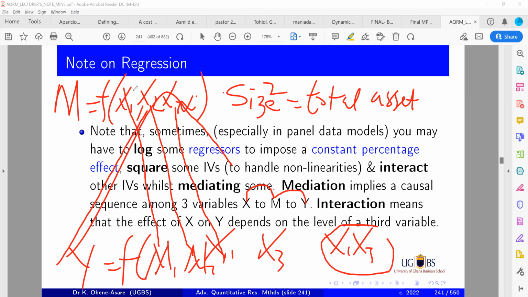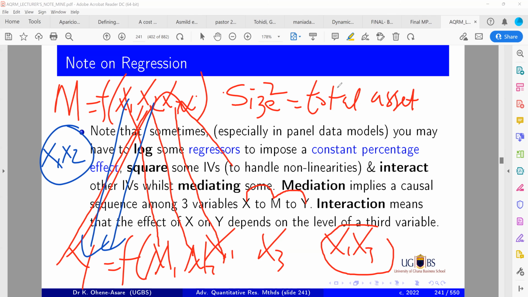Let me use a different color. You're just looking at X1 affecting Y. You're looking at X2 affecting Y directly. And in that process, watch it, you can multiply X1 and then X2 together to create a new variable. Now, that is not mediation.